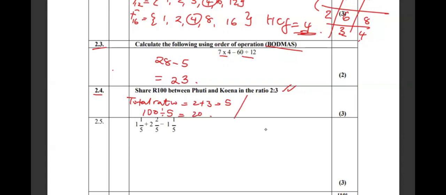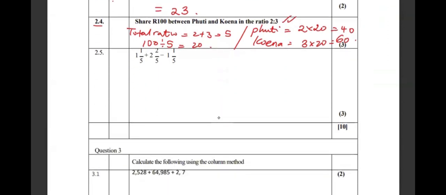Then Puti is going to have 2 times 20 Rand, which is 40. And then Koena is going to have 3 times 20 Rand, which is 60. Or you can use any other approach that makes you understand this question better. Okay. 2.5. We have this fraction.